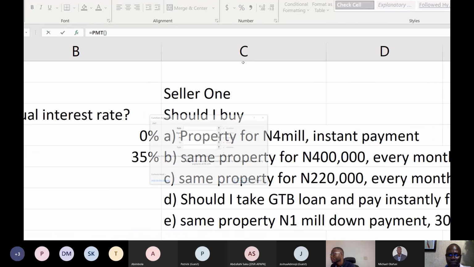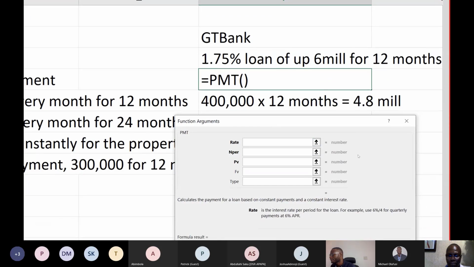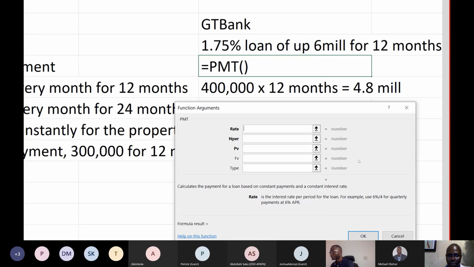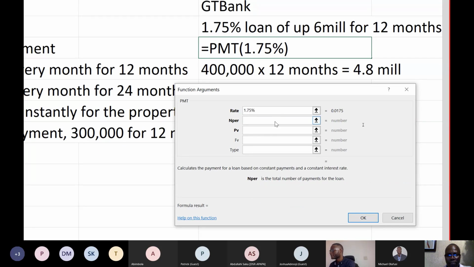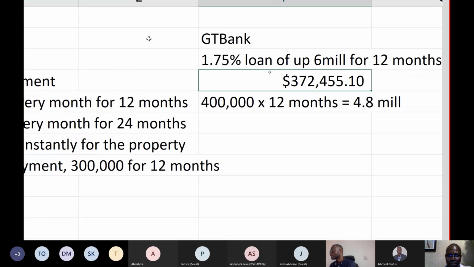If I come here to the FX, these are some of the things that most of us miss out on because we do not understand that we have options. GTB is giving me a rate of 1.75 a month, and I'm going to pay back over 12 months. The value of the property, what I want to take, I'm taking a 4 million naira loan. So 4 million. I'm going to pay back everything, so 0. Once I do this, you see, this is how much I'm going to be paying every month.